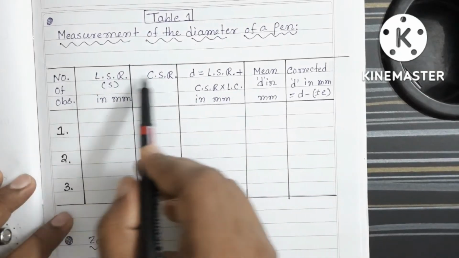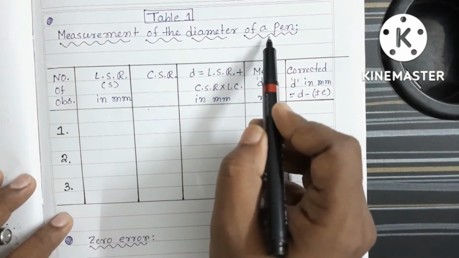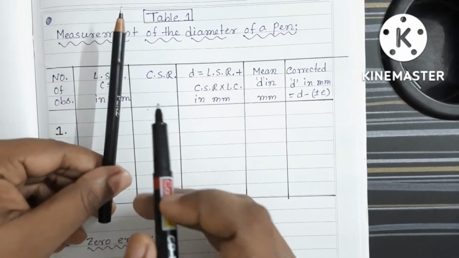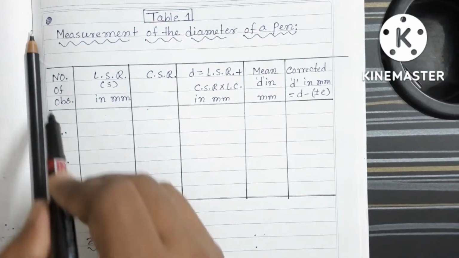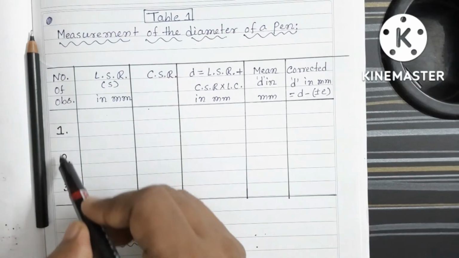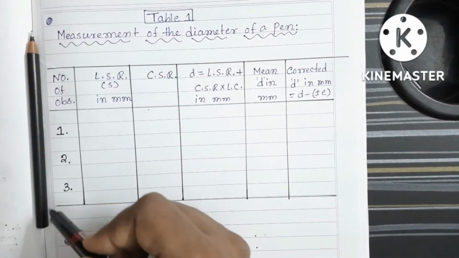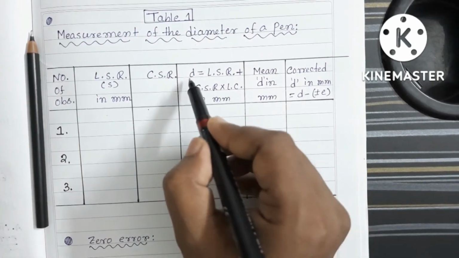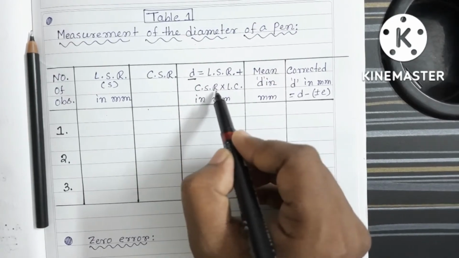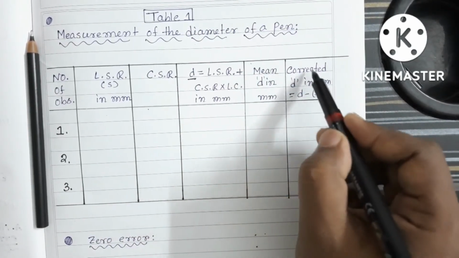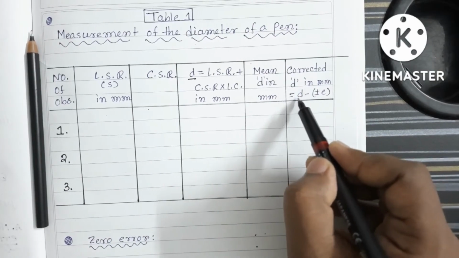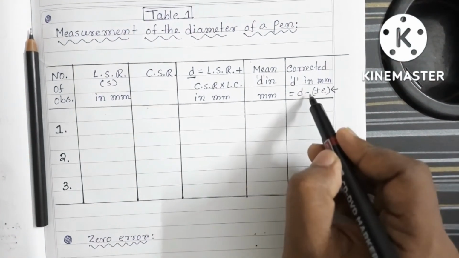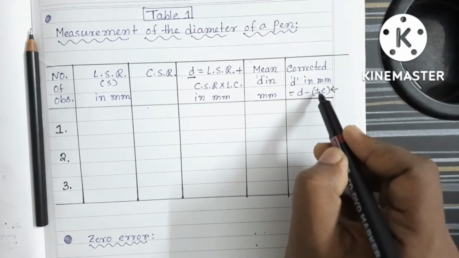This is the table to measure the diameter of a pen. So here we will use this pen to measure the diameter. We can take 3 different data for 3 different positions over this pen: linear scale reading, circular scale reading, and the diameter D is equal to linear scale plus circular scale into least count. Then we will take the mean D and the corrected diameter, that means the mean diameter minus the error. So always you have to subtract the error with its proper sign.